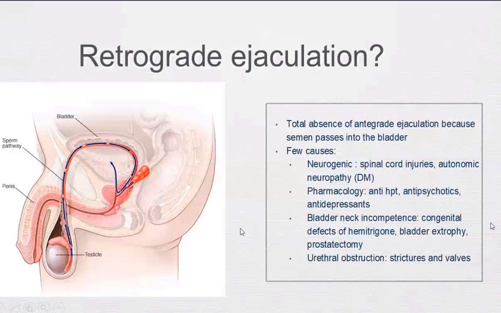Another thing that we will sometimes encounter is retrograde ejaculation. What happens is that during the ejaculation process, instead of being transported into the penile urethra, the sperm travels backward into the bladder. There are a few causes. Number one is neurogenic, which is seen in patients with spinal cord injuries. In uncontrolled DM, this is what we commonly see with cases of autonomic neuropathy. Pharmacology, patients who are taking antihypertensives, antipsychotics, and antidepressants. Bladder neck incompetence in cases of congenital defects of the hemitrigone, bladder exstrophy, and prostatectomy, and also in cases of strictures and urethral valves.